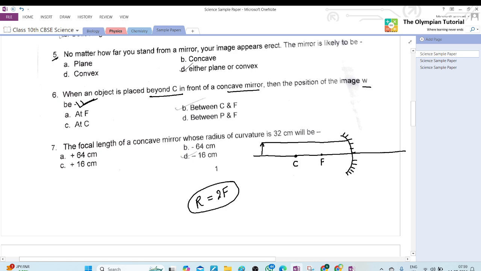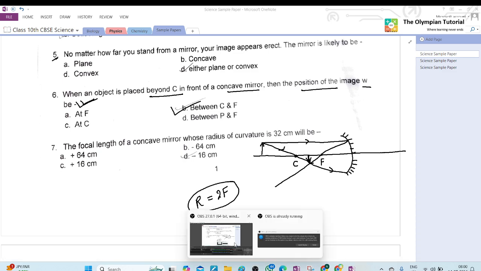So the rays firstly will go like this. Ma'am, we can pass a ray through the center of curvature, and then through the focus. Yes, definitely we can do. Two rays we have to show, and here the image will be formed. So what will be the position of the image? Between C and F. Between C and F. Done, ma'am.